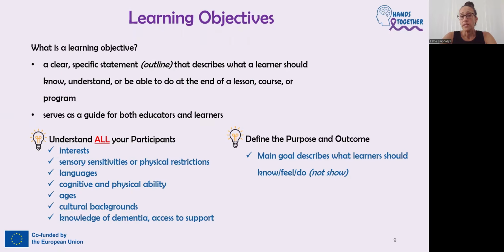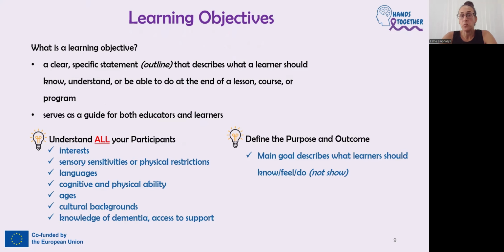Let's now shift our focus from the environment and framework to how we plan activities for learning itself. That begins with clear, inclusive learning objectives. Firstly, a learning objective is a clear, specific statement that describes what a learner should know, understand, or be able to do after the activity.